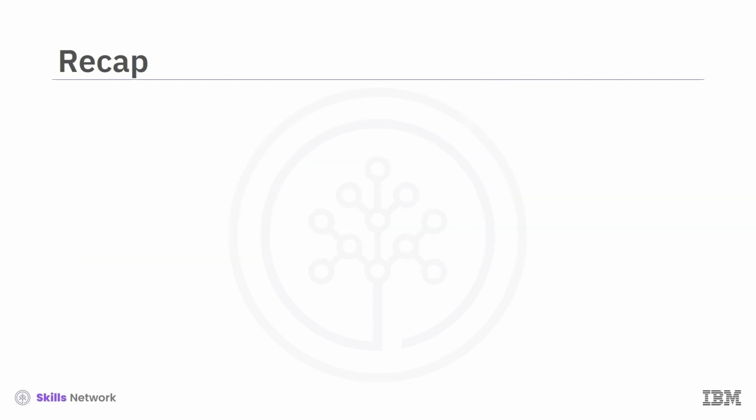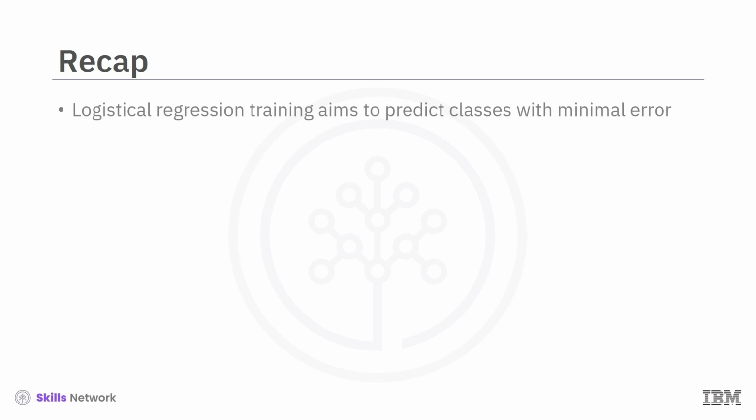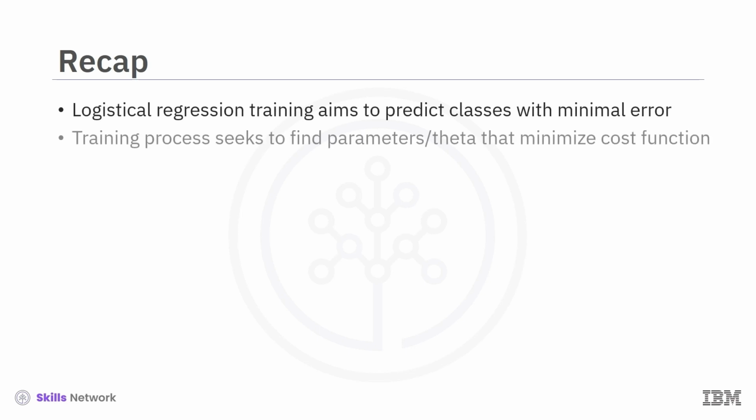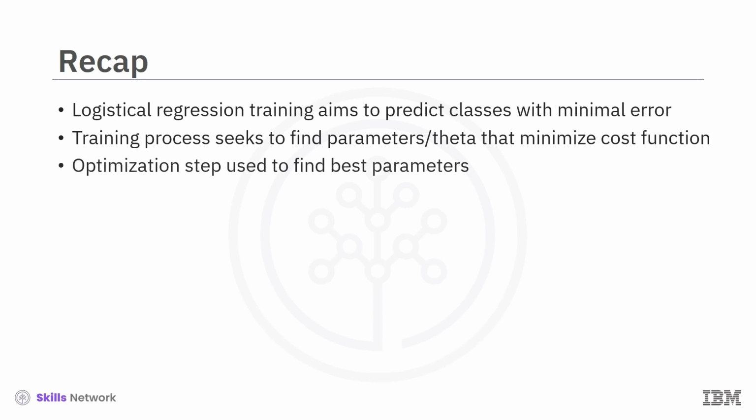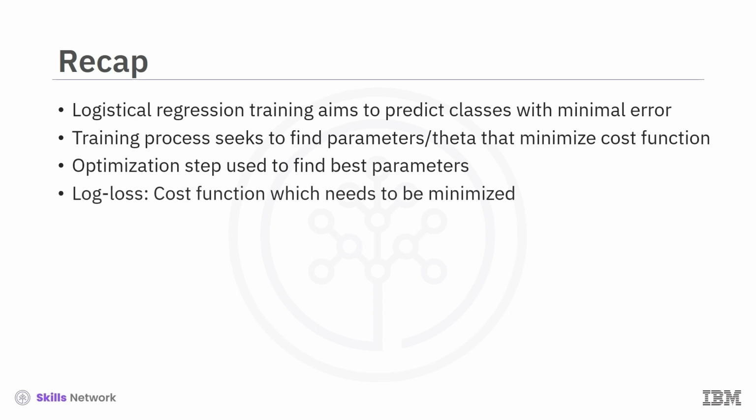In this video, you learned that the objective of logistic regression training is to predict classes with minimal error. The training process consists of key steps created to find a set of parameters, or theta, that minimize the cost function. An optimization step is used to find the best parameters. The metric for optimizing logistic regression is a cost function called log loss, which needs to be minimized.